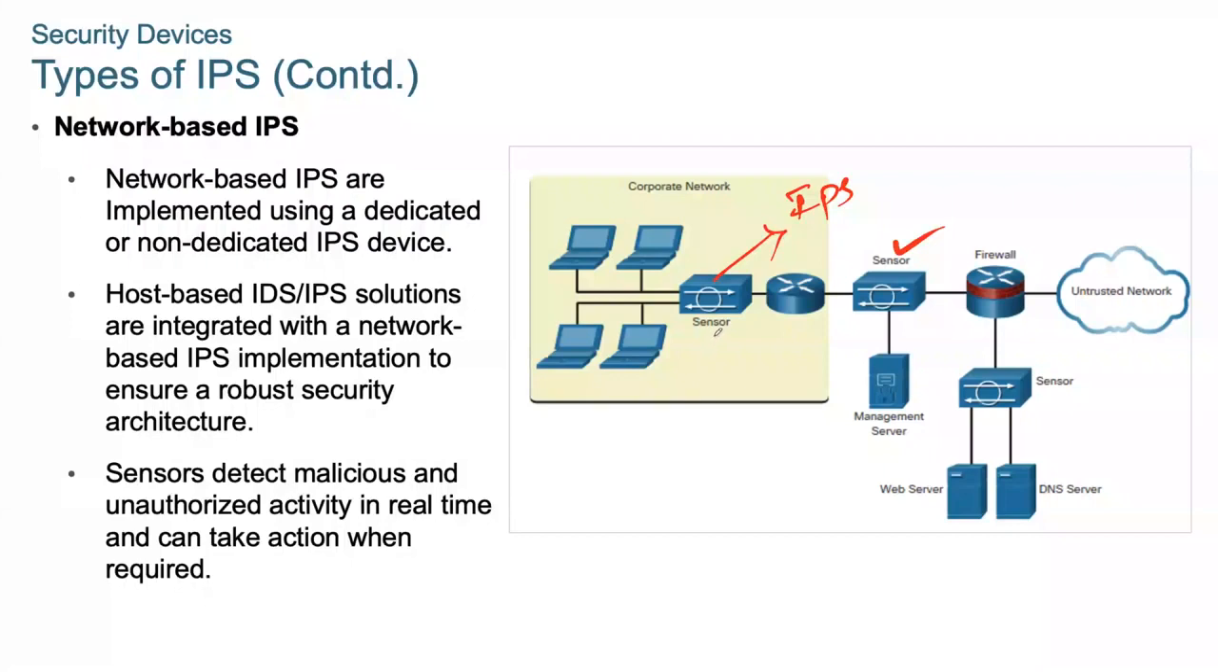So network-based IPS implementations are a critical component of intrusion prevention. There are host-based IDS and IPS, but these must be integrated with a network-based IPS implementation to ensure a robust security architecture in this case. The sensors detect malicious and unauthorized activity in real time and can take action when required. If you see in this figure, you can find there is one private network and the public network.